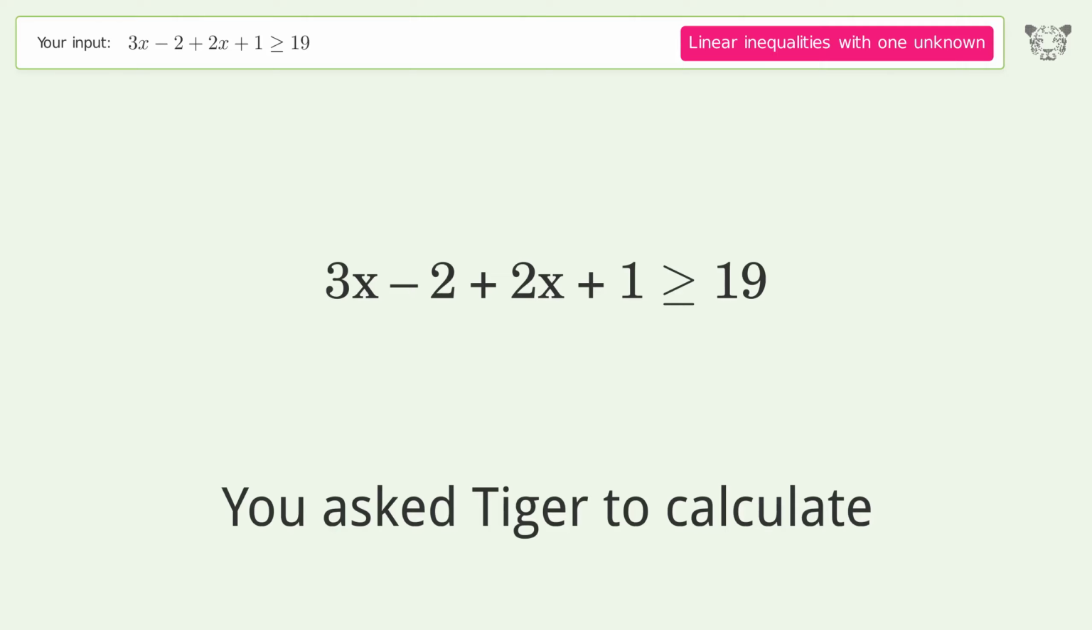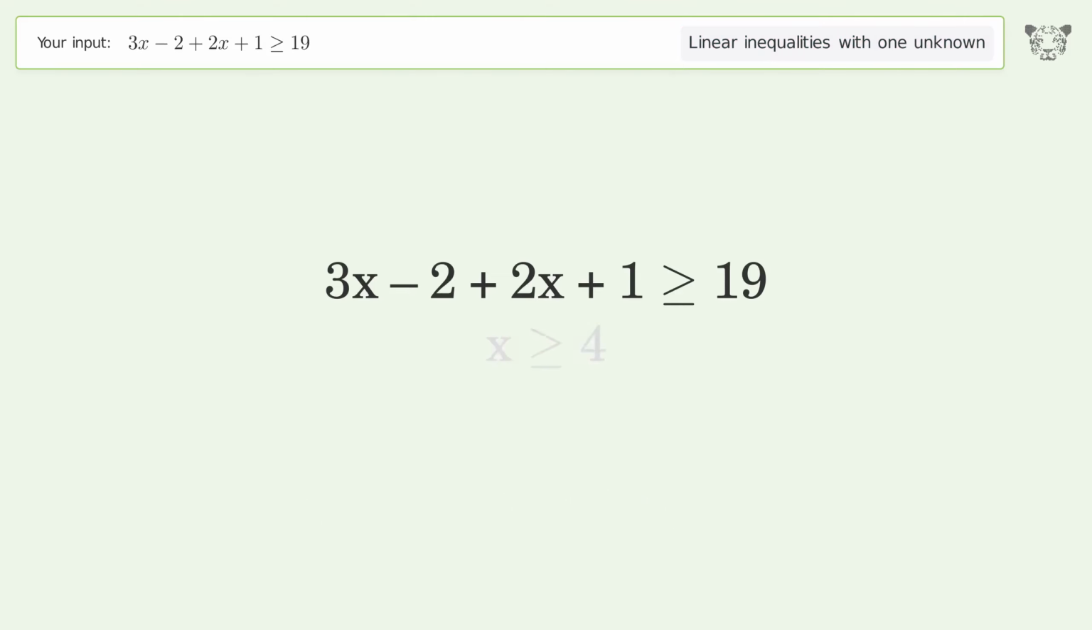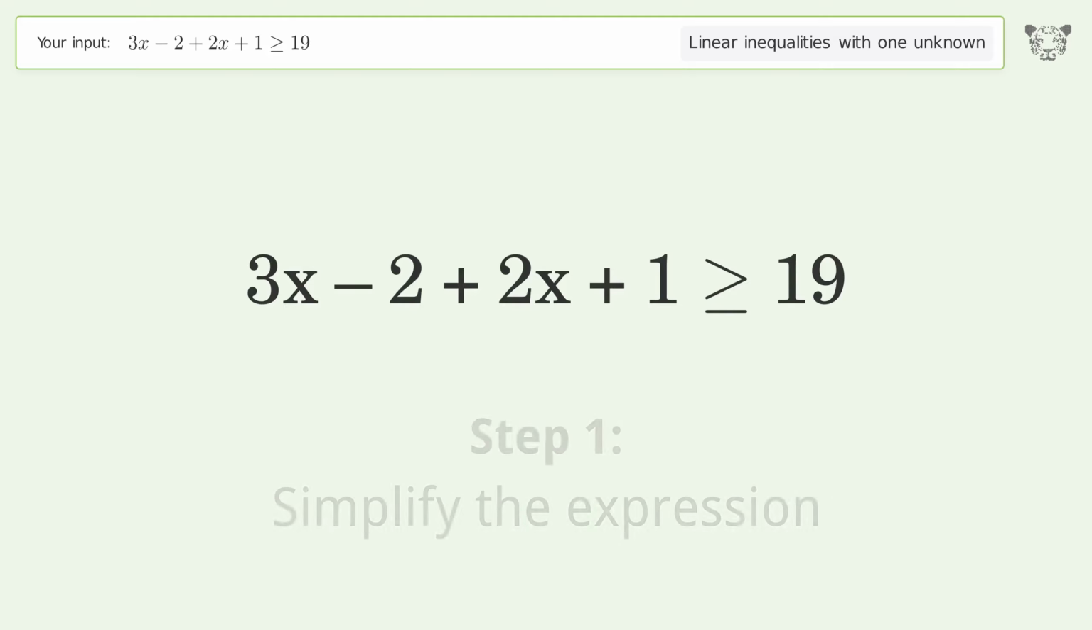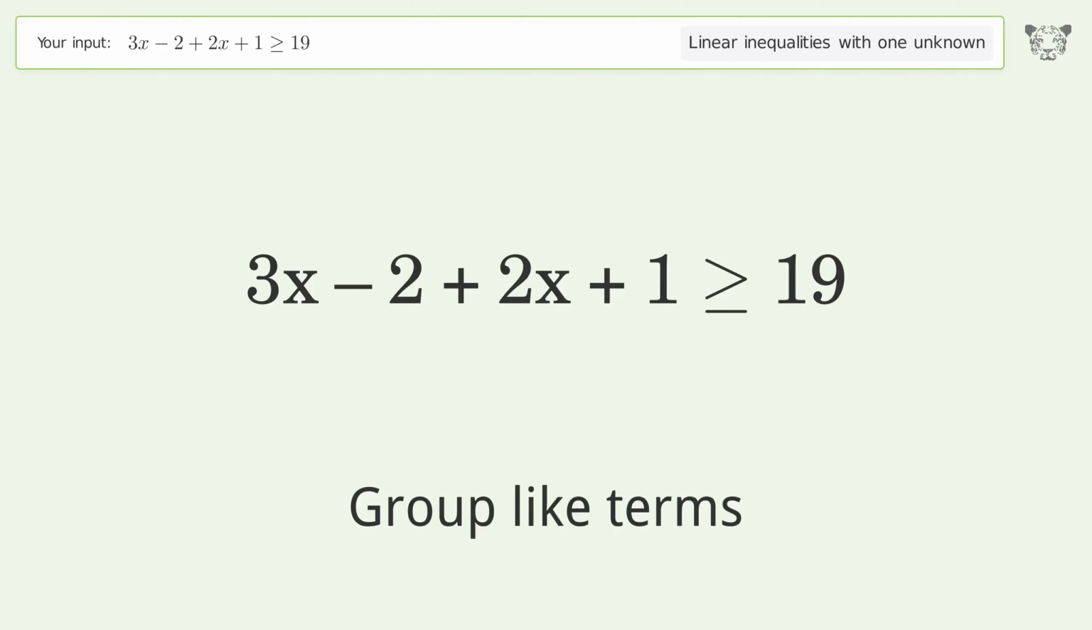You ask Tiger to calculate. This deals with linear inequalities with one unknown. The final result is x equal or greater than 4. Let's solve it step by step. Simplify the expression. Group like terms.